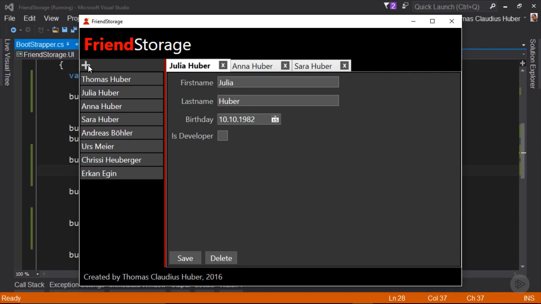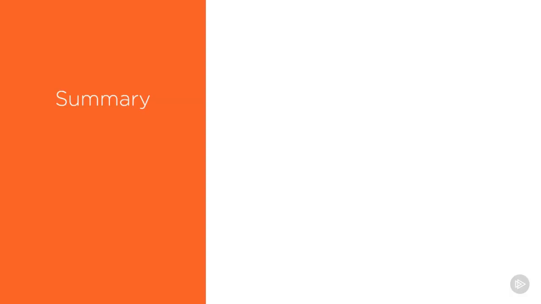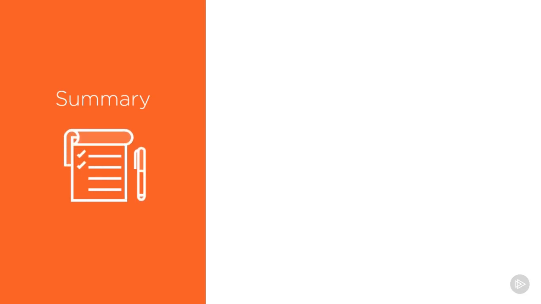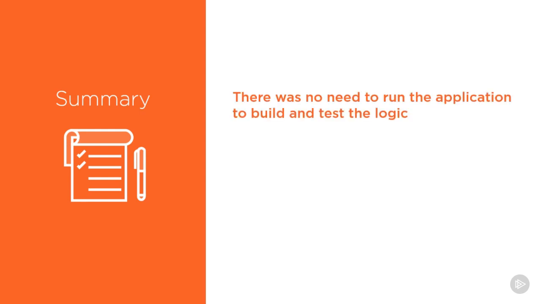Now let's wrap up what we have done in this module. In this module, we tested and implemented the loading of friends in the friend storage application. As you might have noticed, there was no need to run the application to build and test the logic. As we have used test-driven development, and so we have written the unit tests upfront, we were sure that the logic is like we wanted the logic to be.